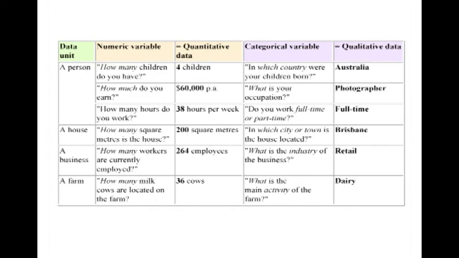Example 4. A farm. How many milk cows are located on the farm will be the numeric variable. The quantitative data will be 36 cows. The categorical variable will be what is the main activity of the farm. The qualitative data answer would be dairy. The above data has been acquired from the Australian Bureau of Statistics.